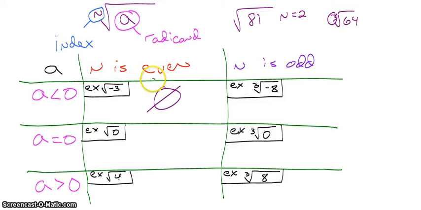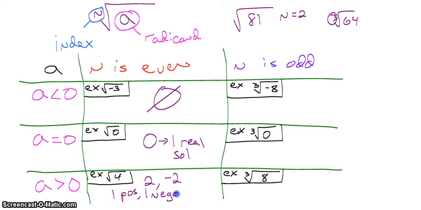If our index is even and our radicand is 0, the square root of 0 is simply 0. So that's one real solution, and it's neither positive nor negative, it's just 0. If our radicand is greater than 0, for example, the square root of 4 is 2, or really it could also be negative 2, we can have one positive and one negative. The positive one is called our principal root, and we'll talk about that more in a second.